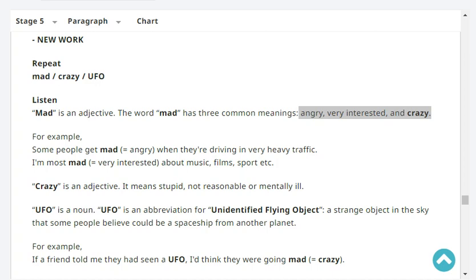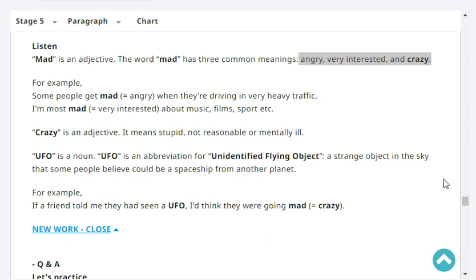It means stupid, not reasonable, or mentally ill. Crazy. UFO is a noun. UFO is an abbreviation for unidentified flying object, a strange object in the sky that some people believe could be a spaceship from another planet. For example, if a friend told me they had seen a UFO, I think they were going mad or crazy.